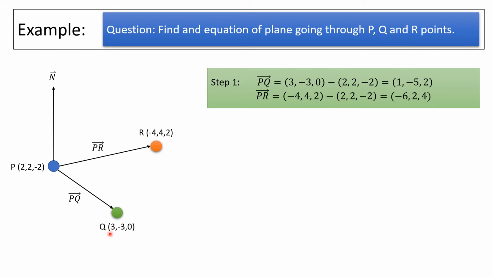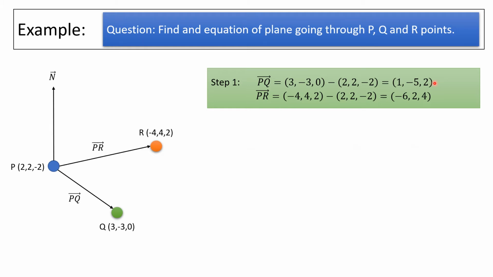From this, we will find the vector PR and vector PQ. Vector PR is just taking the coordinate of R minus P. So PR is written here, minus 4, 4, 2, minus 2, 2, minus 2. So here you have minus 6, 2, 4. This is the vector PR. You do the same for vector PQ, and I have here 1, minus 5, 2. This is one way of writing the vector. There's another way to write it, that is i minus 5j plus 2k for this vector PQ.